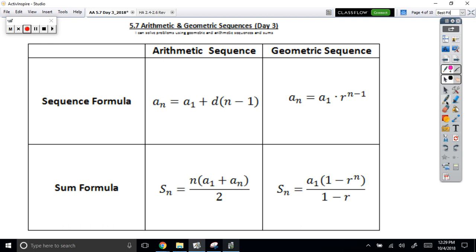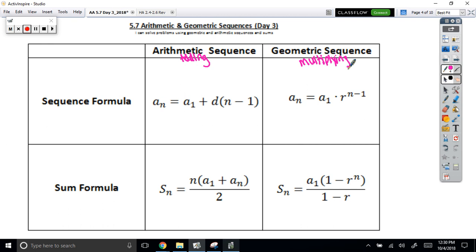So we've done the first two formulas. We've done the arithmetic sequence, remember when you're adding. So remember, arithmetic is if you're adding a constant number every time. Yesterday we did geometric, which is when you're multiplying by a common factor to come up with your sequence. Today we're going to look at the sum formulas.